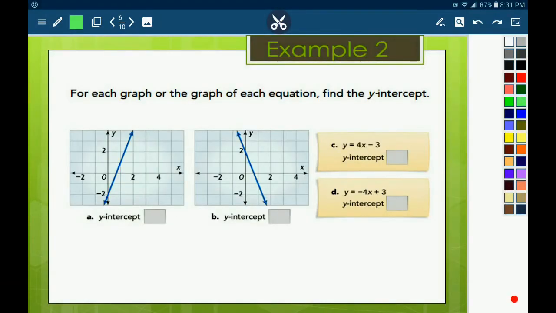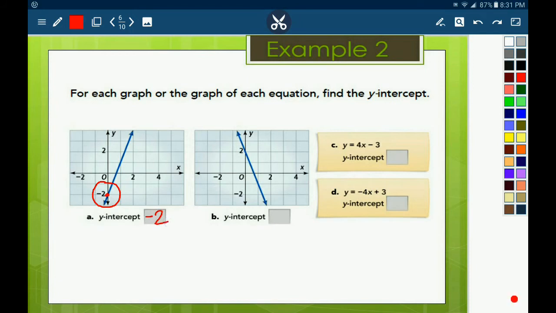Alright, so let's look at another example. This one says for each graph or the graph of each equation, find the y-intercept. So graphs are pretty easy now that we've looked at the first example. So let's identify where the blue line hits the y-axis. So here I can tell right there at -2, that's where the blue line crosses the y-axis. So the y-intercept is going to be -2.